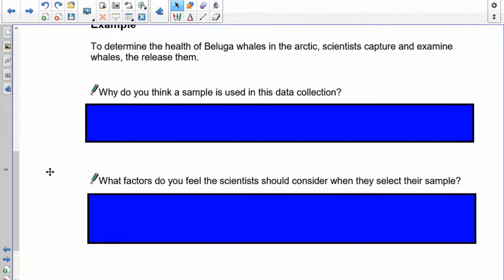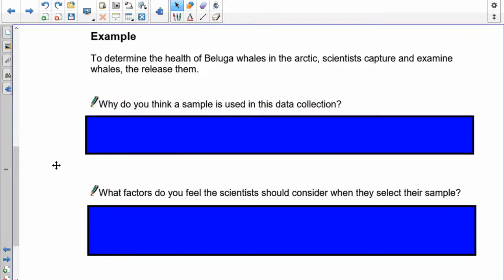Okay, some other examples. To determine the health of beluga whales in the Arctic, scientists capture and examine whales, and then they release them. So why do you think a sample is used in this data collection system? So pause the recording and write down your answer.